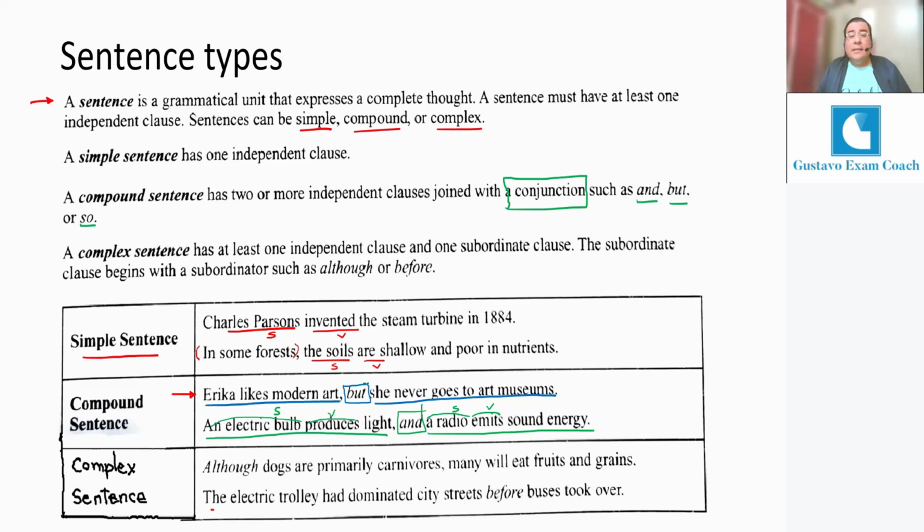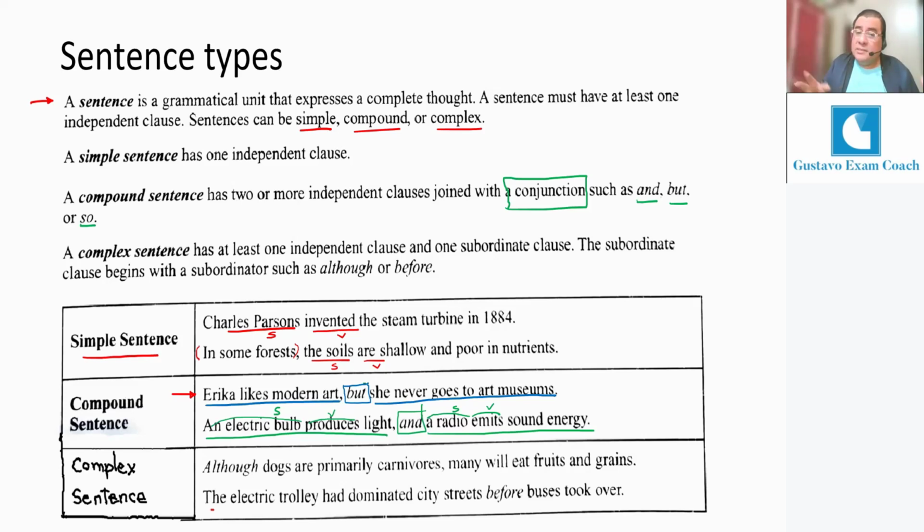Now, let's try two examples for complex sentences. The definition of a complex sentence says that you have to spot at least one independent clause and one subordinate clause. So one independent clause alone is not a complex sentence.